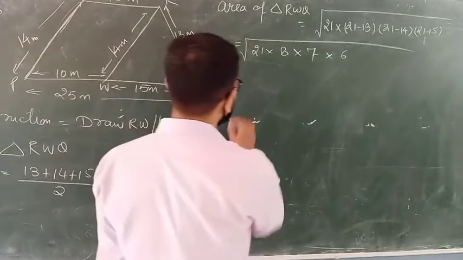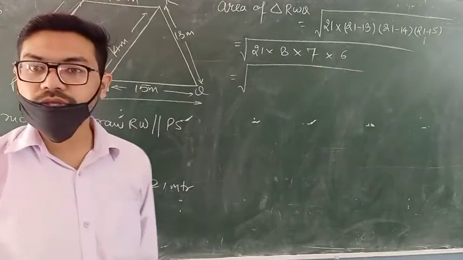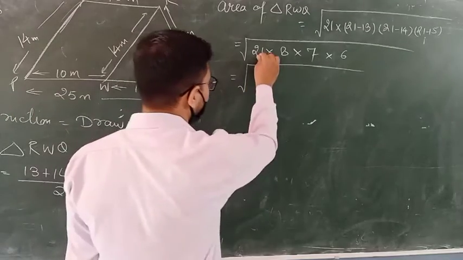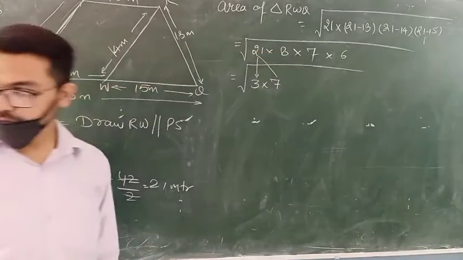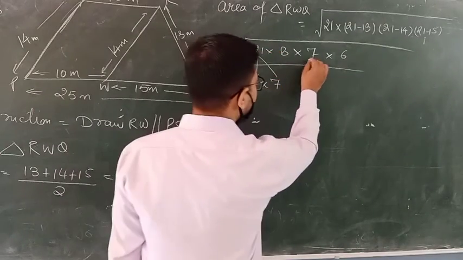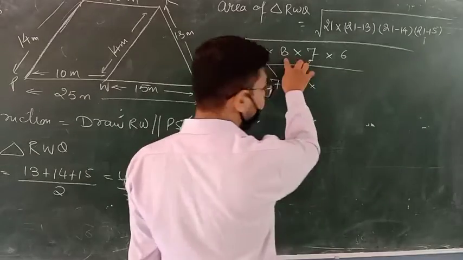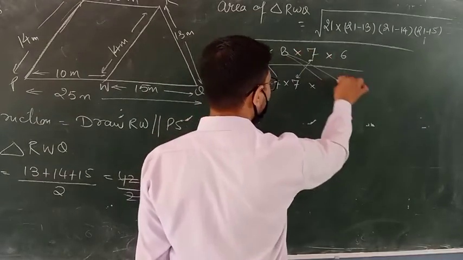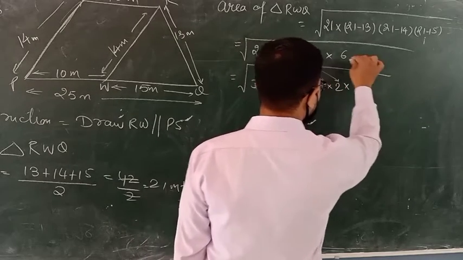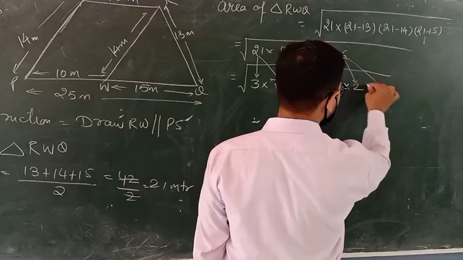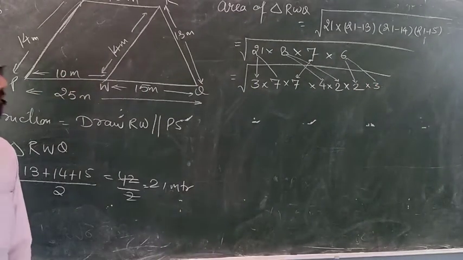Now beta, please don't write. Now 21 can be broken as 7 3s are 21. You can factorize 21 like 3 7s are 21. This 7 as it is. Now 8 can be written as 4 2s are 8. 6 can be written as 2 3s are 6. Any doubt? Any doubt to anyone?